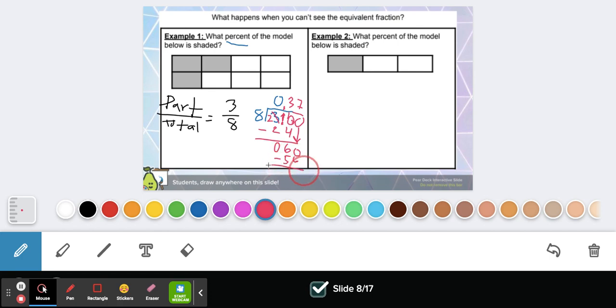I subtract. Here I should get a 10. Here's a 5. I get a 4. I can add in another 0, and I'm going to stop here after this third 0. So 8 can go into 40 5 times. So 8 times 5 is 40. I subtract. It should give me 0.